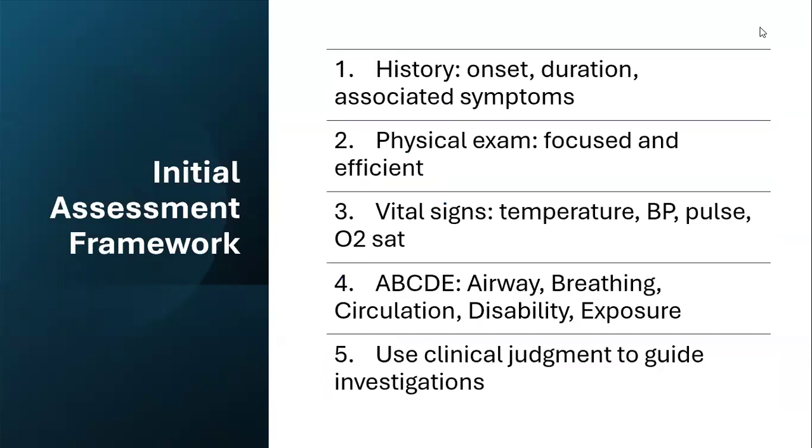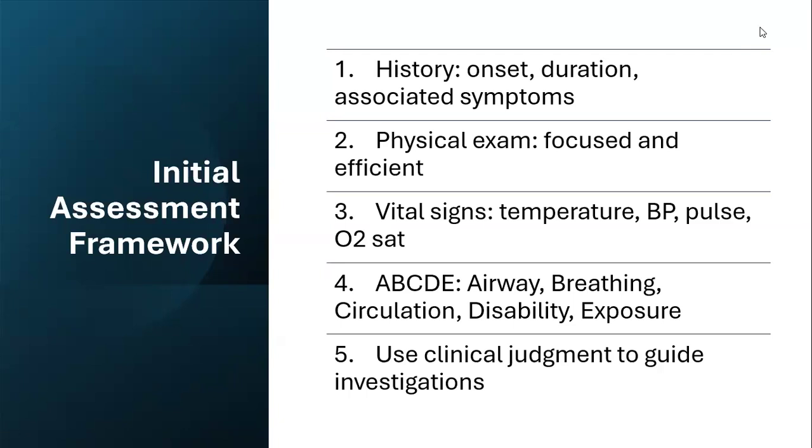And when it comes to acute illness, the initial assessment framework includes history taking, which is brief, and you should find out the onset of the symptoms, the duration of symptoms, and associated symptoms briefly. You may not take a very lengthy history when it comes to acute illness. And you'll have to do a brief physical examination, which should be focused and efficient. You can't go on examining the full system sometimes when it comes to acute illness. And also it's vital for you to assess the vital signs like temperature, blood pressure, pulse, oxygen saturation, etc. when it comes to an acute patient.